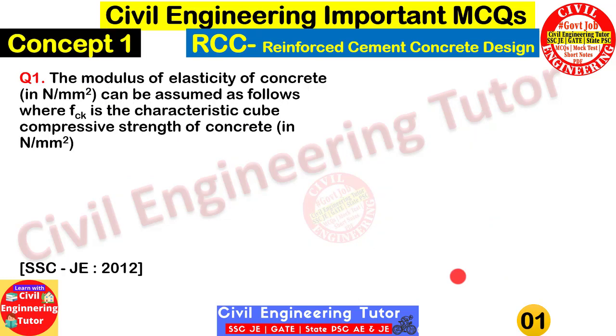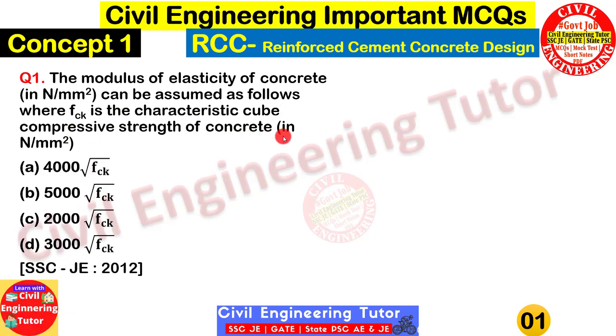At first we will discuss a concept in short, and then we see the different types of questions that are asked from this concept in previous years' exams. So let's see the first concept. The modulus of elasticity of concrete in Newton per millimeter square can be assumed as follows, where fck is the characteristic cube compressive strength of concrete in megapascal. This question is asked in SSC Junior Engineer 2012, and here are the options.